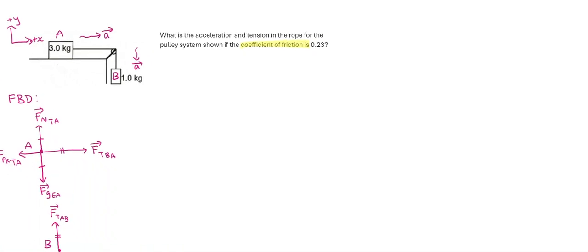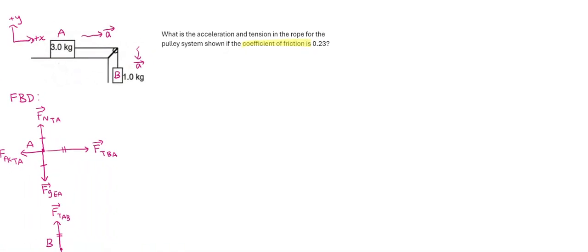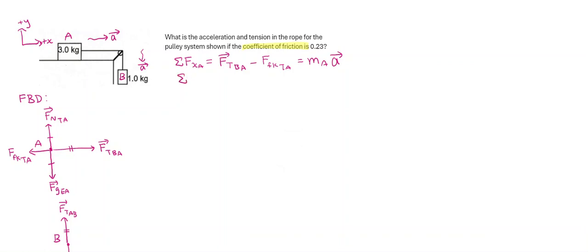And then once again, we're going to set up our equations. This time, object A will have two equations, one for the x and one for the y direction. So let's start with x. In the x direction, acceleration is moving to the right, towards the tension force. So it's going to be the tension force minus the friction. And this is actually going to equal the net force, and you'll see why later.